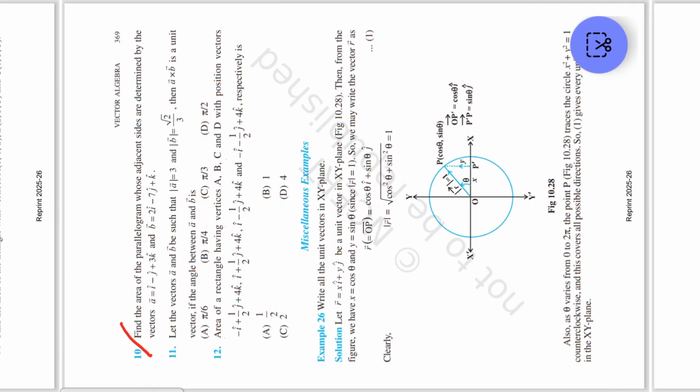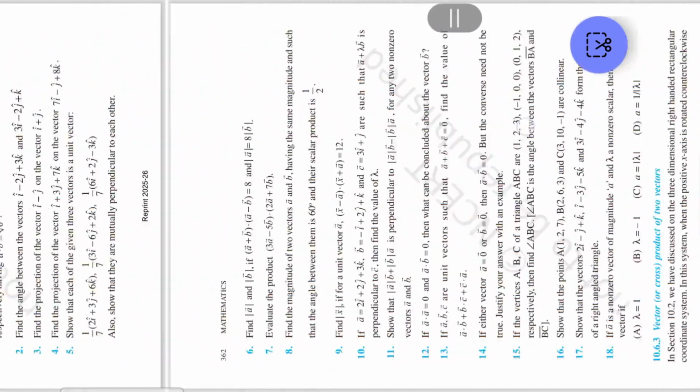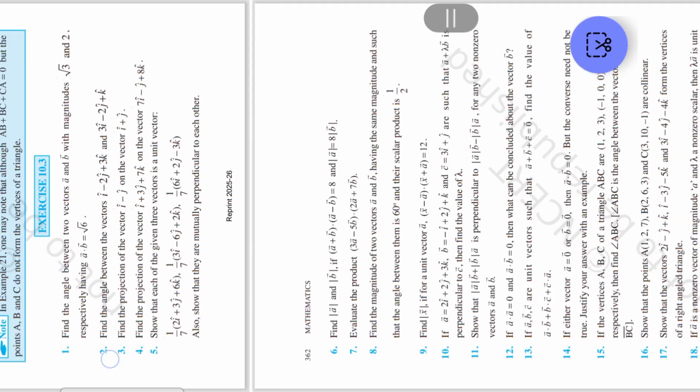It is asked many times. And in exercise 10.3, find the angle between the vectors is asked for 2 marks, and for 3 marks, questions 13, 14, 15, 16, show that the points are collinear, and show that the vectors from the vertex form a right angle triangle.